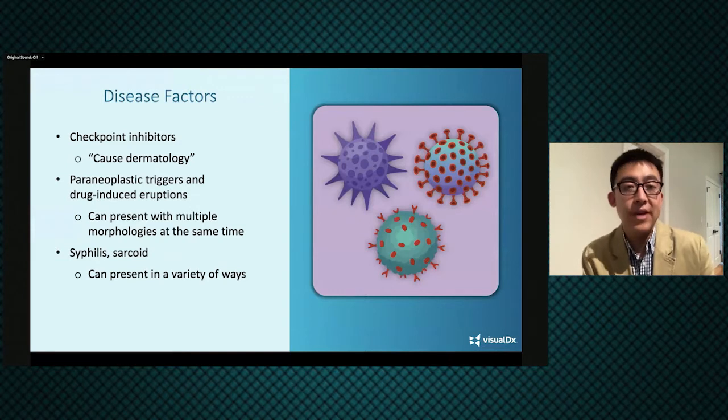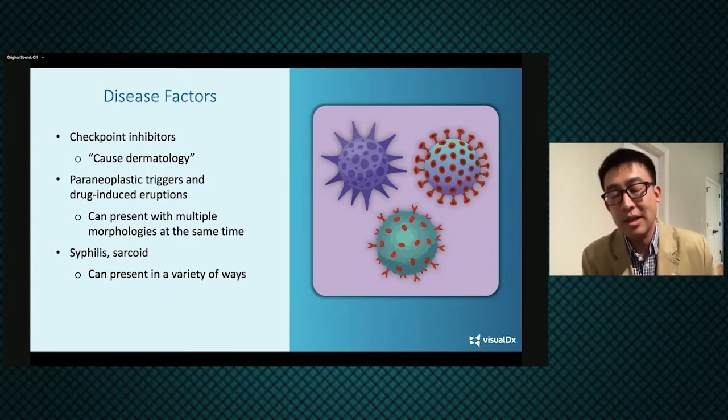And finally, disease factors. So for example, all the group of skin diseases that are caused by checkpoint inhibitors are called the immune-related adverse events or dermatologic immune-related adverse events. We often joke that ICIs, or checkpoint inhibitors, quote unquote, cause dermatology because it can cause anything. So we really have to be ready to see anything after a patient gets a checkpoint inhibitor.